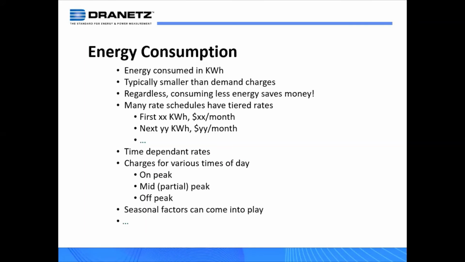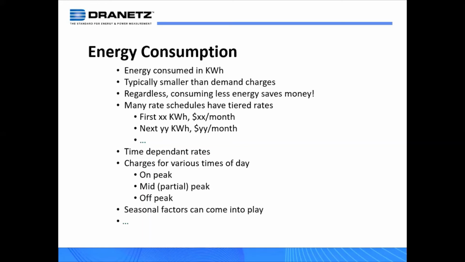Energy consumption, again, is pretty straightforward. It's consumed in watt-hours. Yes, it's typically smaller than demand charges, unless you happen to be a residential customer where you don't have a demand charge per se. You basically are charged on usage, kilowatt-hours.